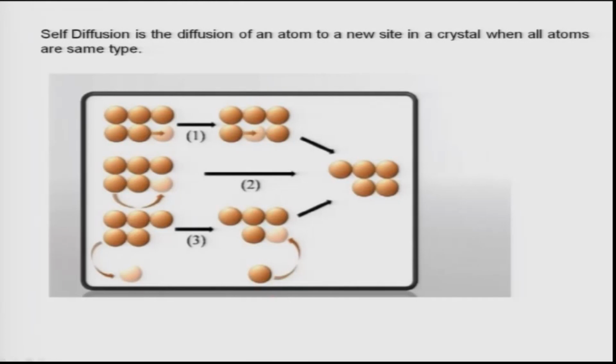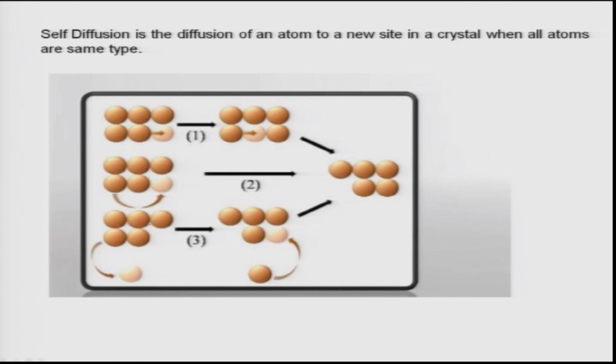Remember, this is very slow, but not negligibly small. Self diffusion is the diffusion of an atom to a new site in its crystal where all atoms are of the same type, like iron in iron, aluminum in aluminum. Here I am showing copper. Suppose there is an atom here and a vacant site here. When the vacancy moves, the atom will move this side, and we can have many different mechanisms. Therefore, the QD value for self diffusion is always very high. That is why self diffusivities are pretty low.